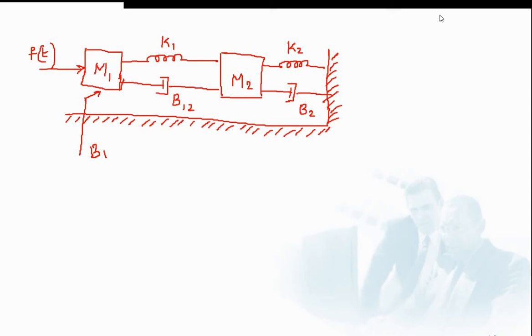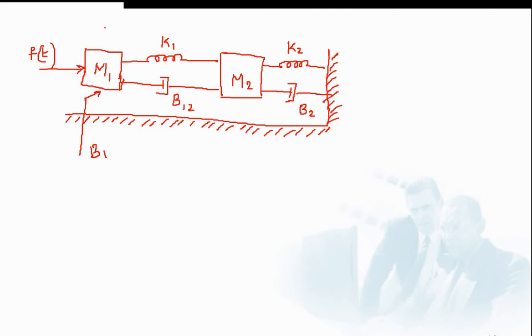So today we will discuss how to find the force voltage and force current electrical analogous circuits of the given mechanical system. As in the figure, the given mechanical system has two masses M1 and M2. You can see two masses here, M1 and M2.